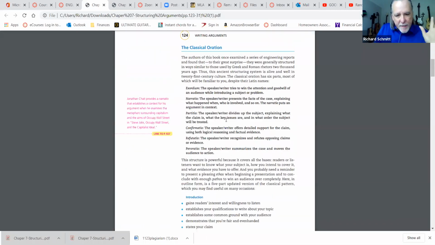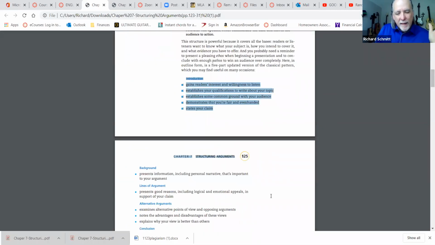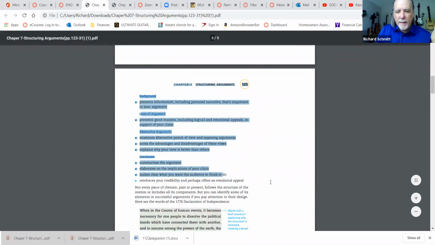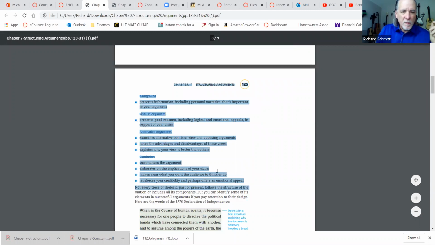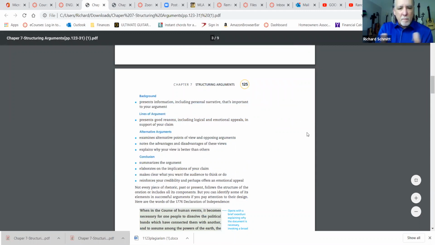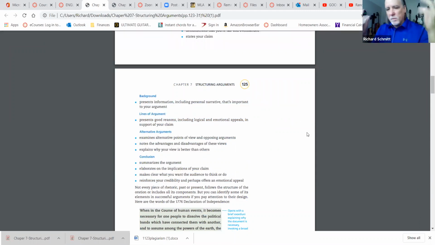So that's the Greek terms, but here's the thing I showed you the other day. I had it copied and pasted. This is really kind of how we think about it in modern terms: your intro, your body, and your conclusion. So it's there for you. You print it out or memorize it, whatever.